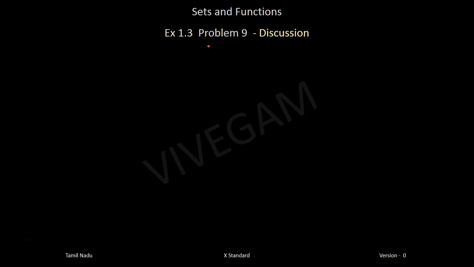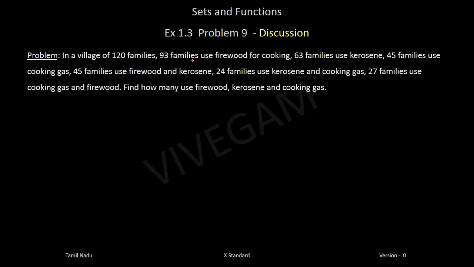Exercise 1.3 problem 9 discussion. In a village of 120 families, 93 families use firewood for cooking. 63 families use kerosene. 45 families use cooking gas. 45 families use firewood and kerosene. 24 families use kerosene and cooking gas. 27 families use cooking gas and firewood. Find how many use firewood, kerosene and cooking gas.